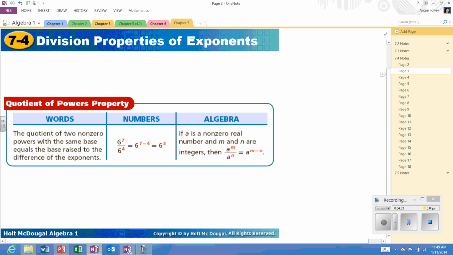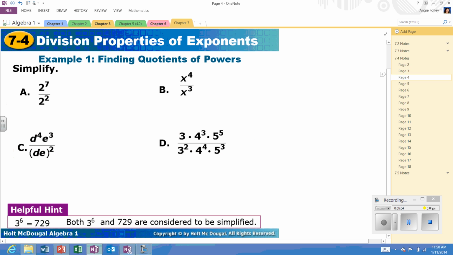So here's it written out. The quotient of two non-zero powers equals the base raised to the difference, or subtracting the exponents. So 7 minus 4 in this case, we would get 6 to the third.